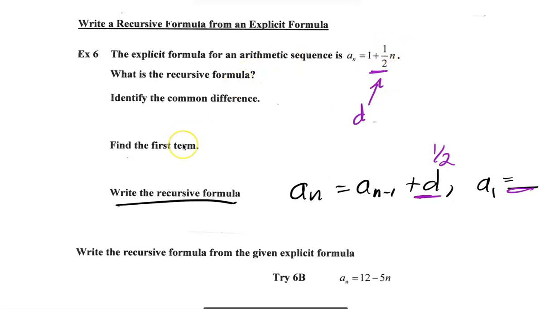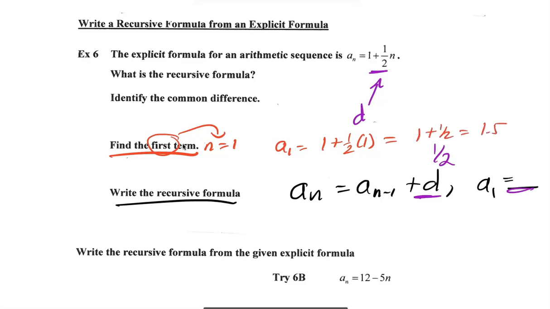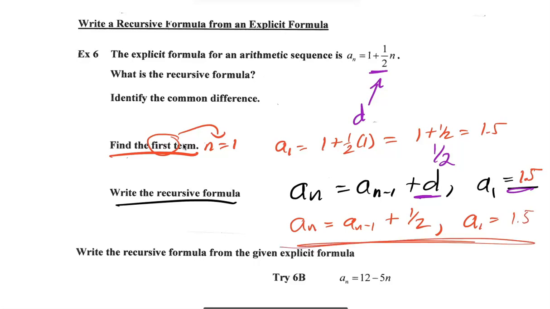How do you find the first term? Very simple. You have a formula. Plug in n equals 1. That's the first term. So we have a formula here. We have a1 equals 1 plus 1/2 times 1, which will give me 1 plus 1/2, which is the same thing as 1.5. So that'll be our first term. And there we go. That's all you need to write a recursive formula. You figure out what the common difference is, and you figure out what the first term is, and you have a recursive formula. And that's the idea.